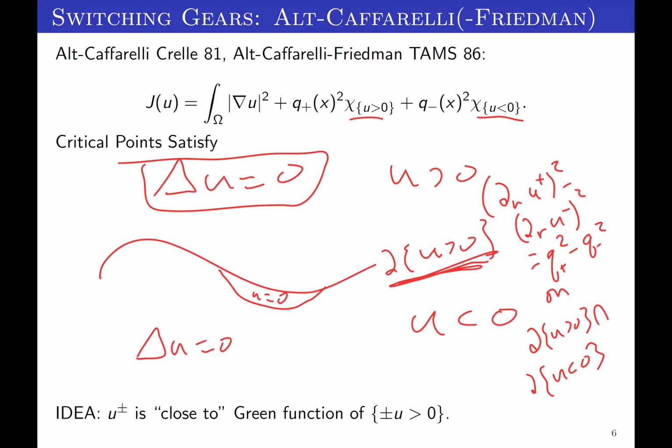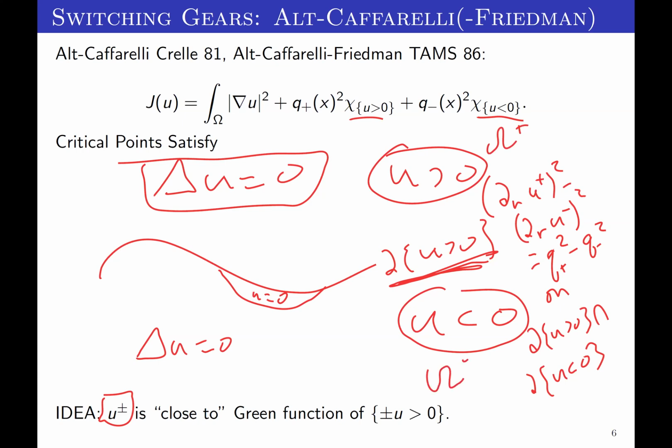Great. So what's the idea here? The idea is that the positive and negative parts of U should somehow be close to or related to the Green's functions of these domains, the domain where U is positive and the domain where U is negative, right? We could call these omega plus and omega minus. So that's the relationship between these two types of problems.